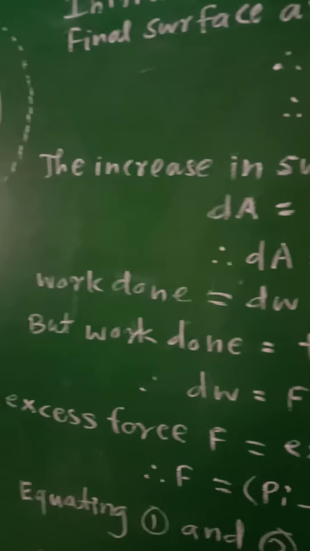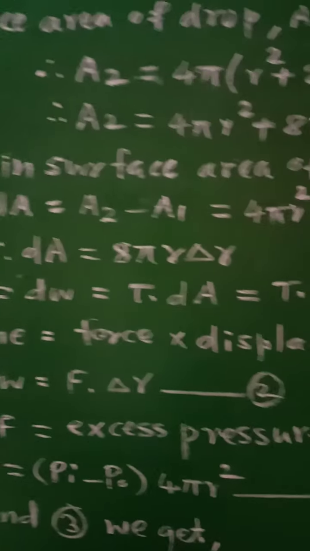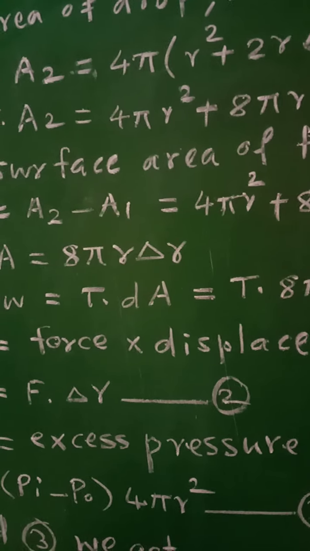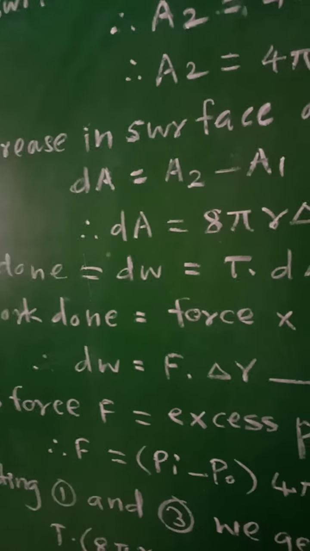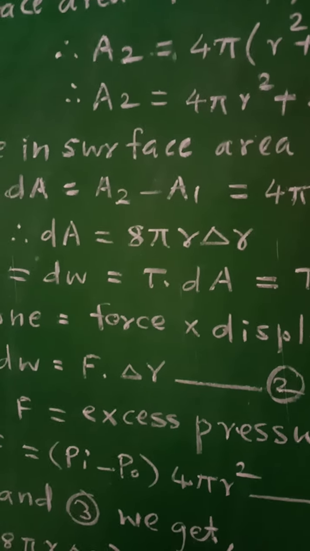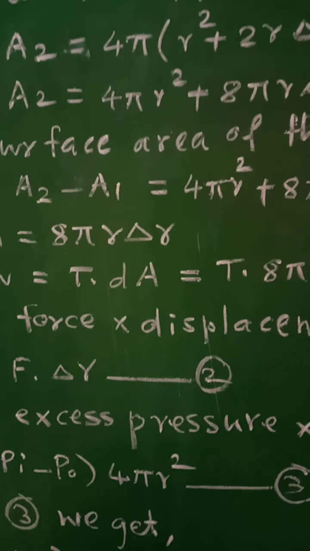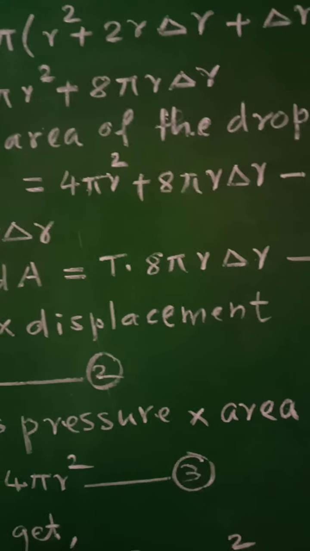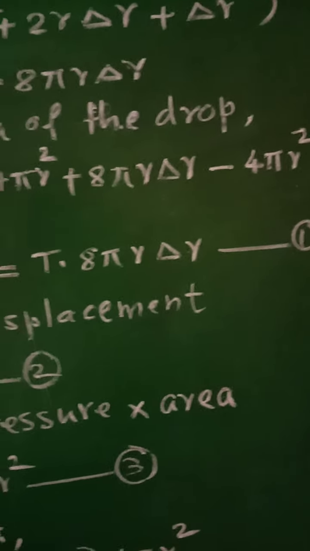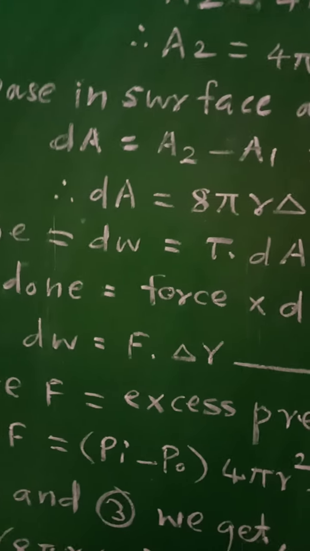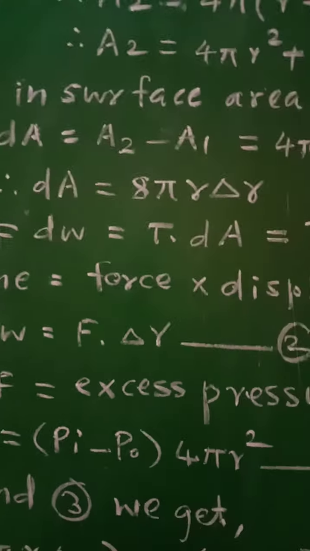Then the increase in surface area of the drop will be dA, that is final area minus initial area, A2 minus A1, that is equal to 4 pi r square plus 8 pi r delta r minus 4 pi r square. Now dA will be equal to 8 pi r delta r.